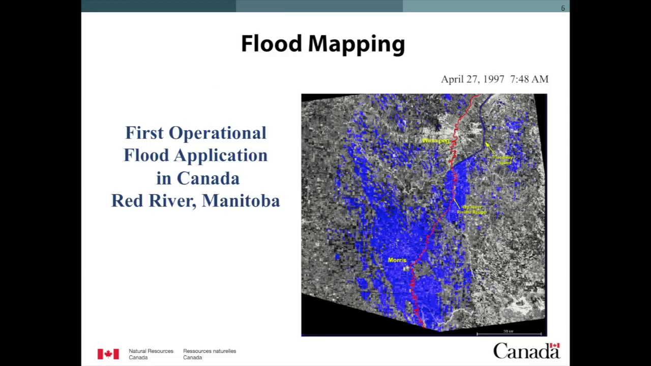We've been using SAR operationally for flood mapping at CCRS since about '97. This was the first operational use of it. Of course, every year the Red River floods, and every year we get to practice on the Red River. And I'm sure you've seen many, many examples of that. But we've also used it in a lot of other places where flooding has occurred and they invoke the emergency charter, which brings us into action. So we have a group at CCRS that does this in an operational manner to produce these flood products.